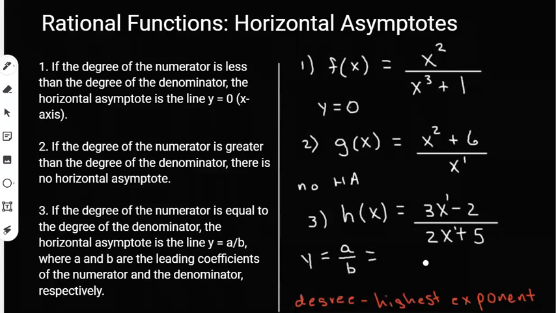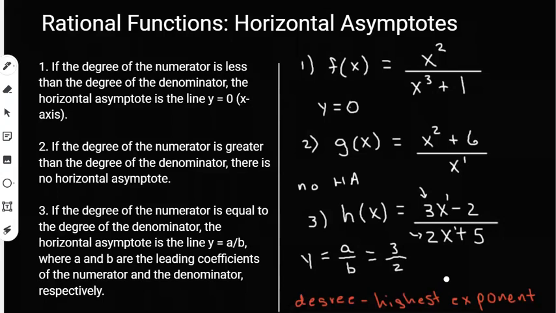So a is going to be the leading coefficient on top. And the leading coefficient is just going to be the number in front of the variable of highest exponent. So the top coefficient is going to be 3. That's the leading coefficient. And then on the bottom, the leading coefficient is 2. So I get y equals 3 over 2. That's going to be my horizontal asymptote.